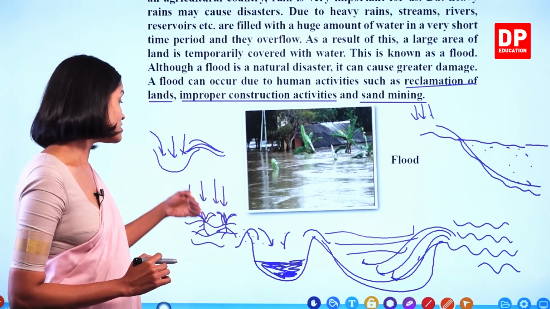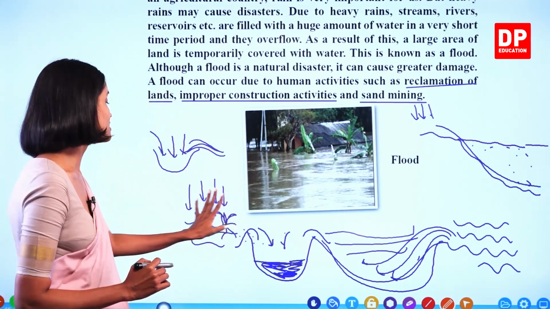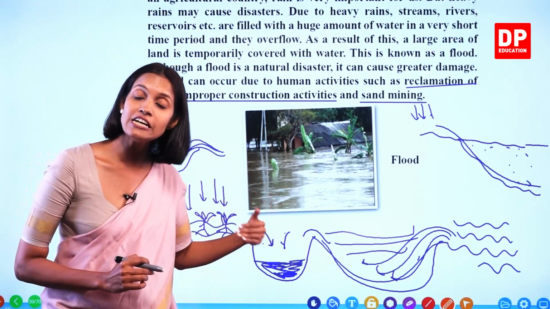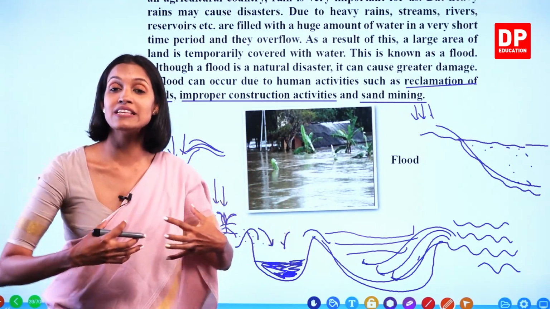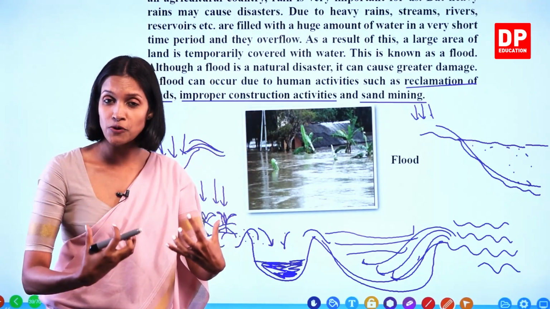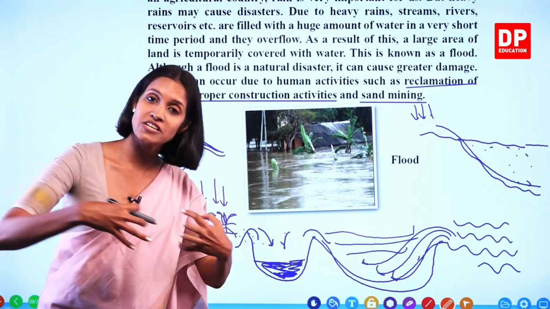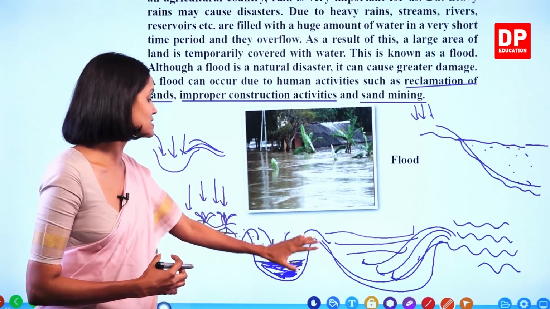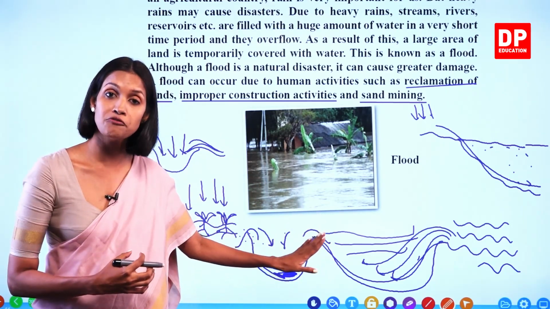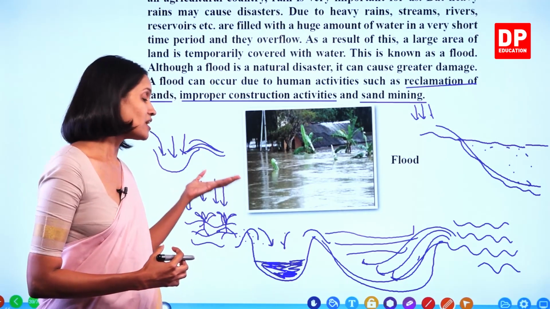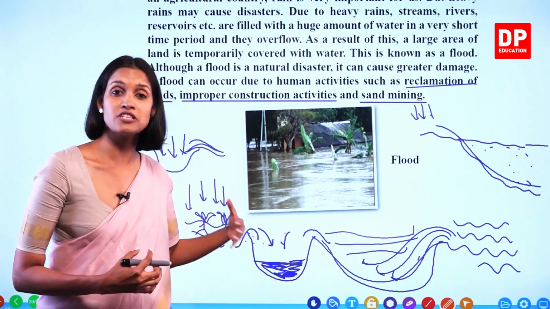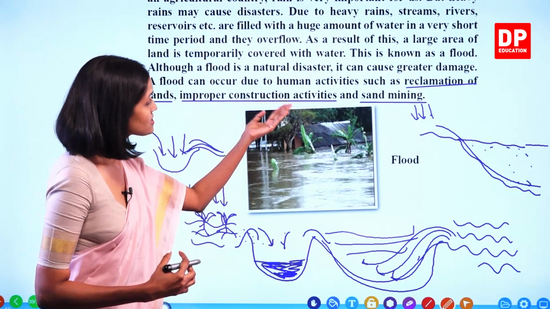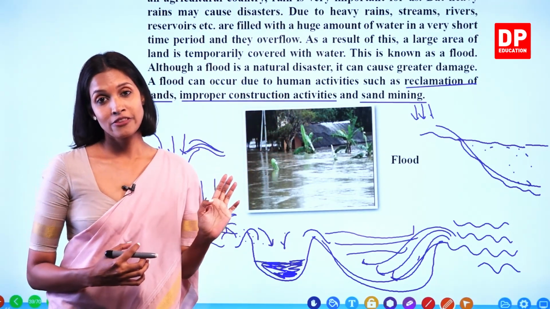So humans, we cut down trees and we clear the forest areas. When we clear the forest areas, the soil gets directly exposed to rainwater and therefore soil washes away very easily. Therefore, what happens? That washed away soil gets collected in the river bottoms. Therefore, this is also another human activity. Clearing the forest or cutting down trees also somehow affects floods.